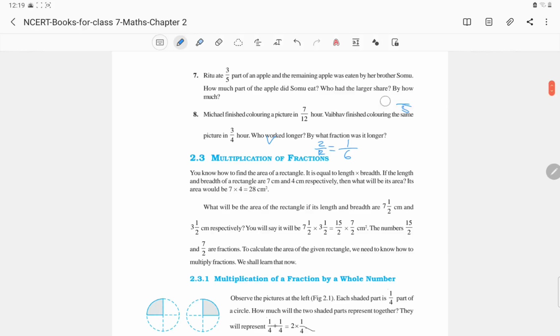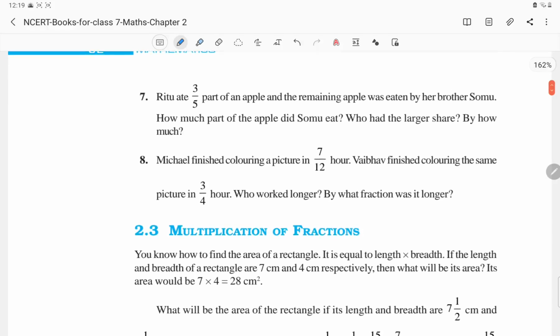Now, number 7. I think. Yes, so number 7. Ritu ate 3 by 5 part of an apple, and the remaining apple was eaten by her brother Somu. How much part of the apple did Somu eat? Who had the larger share and by how much?